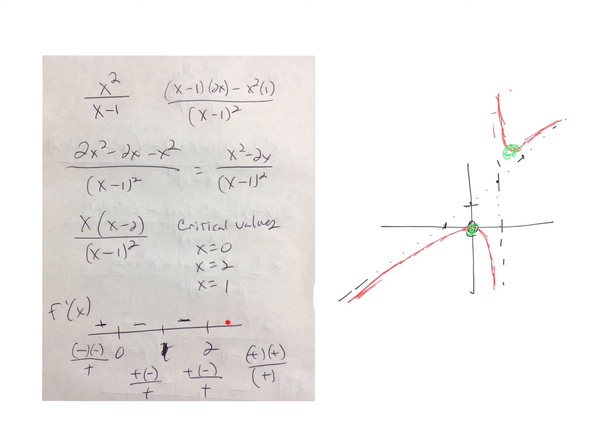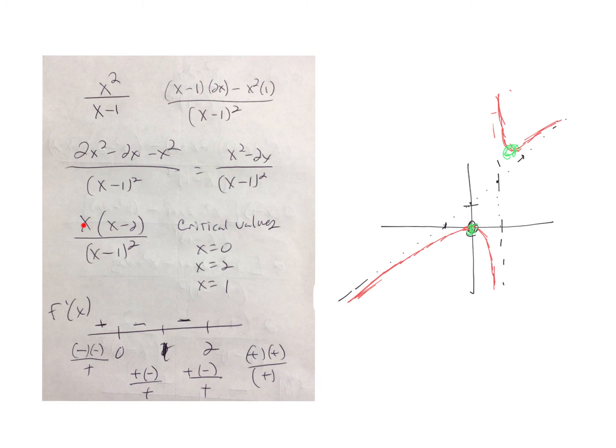And then I made a number line, and I plugged in numbers. The reason I like this format is because then it's really easy to see what I'm doing. I'm choosing a number left of 0, a negative number. I don't really care what the number is. I just know that it's negative. So if it's negative, that x is negative. A negative number minus 2 is still negative, and the denominator is always positive because I'm squaring it. And a negative times a negative is a positive, so that tells me the function is increasing when x is less than 0.